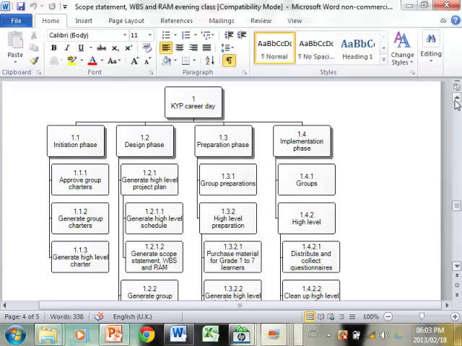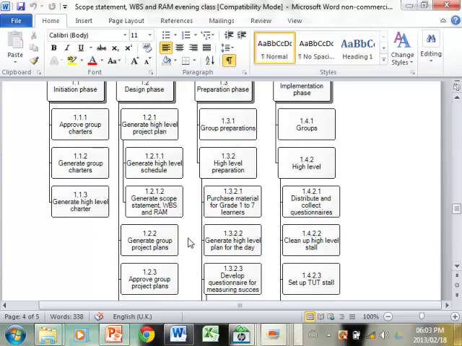Then during the preparation, you will see that for your part of the project, I've left it here at the generate group project plans level, because on your work breakdown structure, you will break that down further, and you will decide what must happen underneath that. This is how it often happens in a real project, especially when you have a subcontractor. You will say to the subcontractor, we want you to develop a stall at the career day. You go away and you do everything that's necessary for that stall. And that's what you, in essence, are doing.